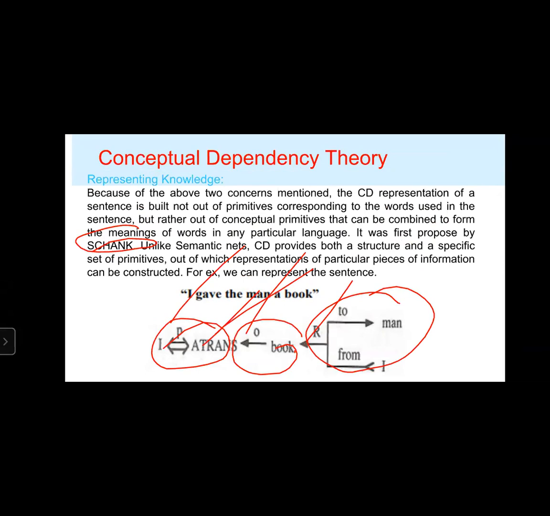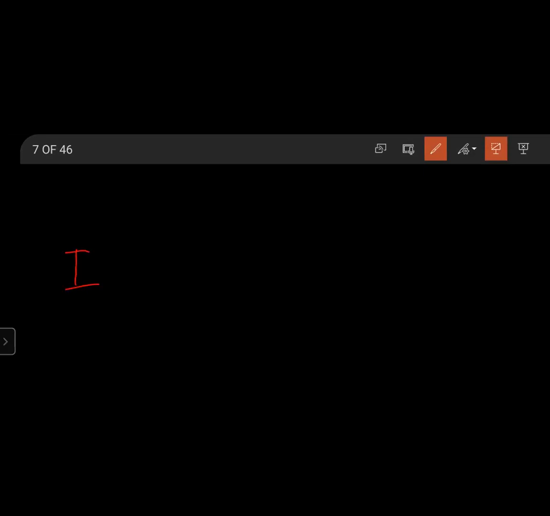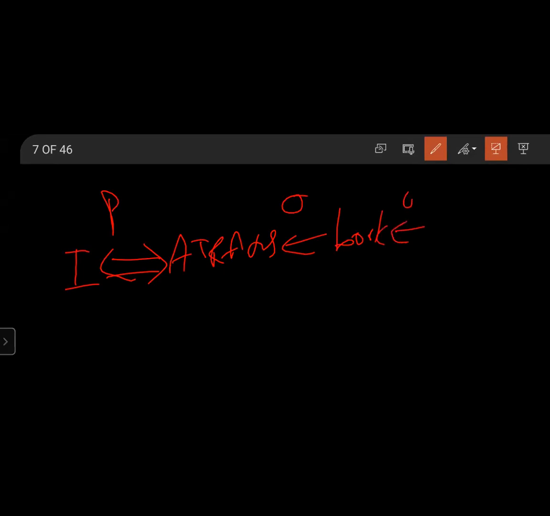Here it should be noted that this representation, I bracket from I from man. This is 2. This is an example.